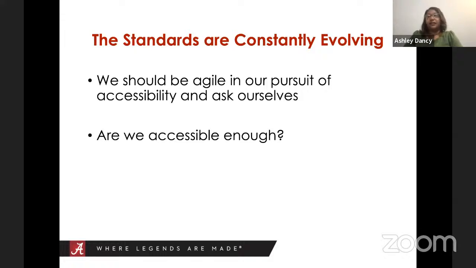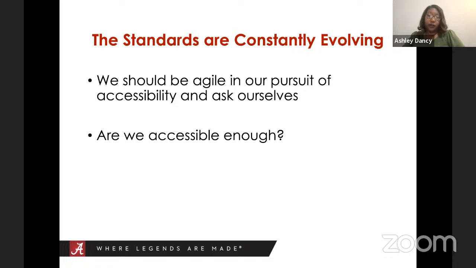So the standards are constantly evolving. So we should be agile in our pursuit of accessibility. So right now we are using WCAG 2.0 AA, but there's also a WCAG 2.1, and there are rumblings of a new one coming down the pipeline. So there's always going to be more guidelines, more things to make sure that things are accessible to people with disabilities. And so we have to be able to evolve and change. We have to be ready to have closed captioning for videos. We have to be ready to have things go through a screen reader and be usable. We have to be prepared to go along with the times.